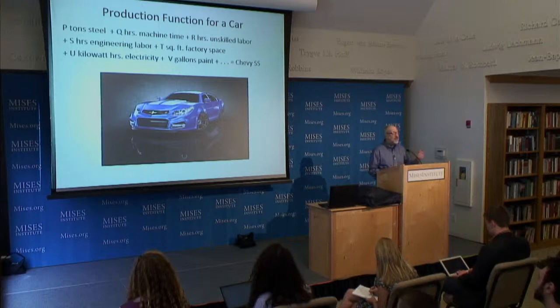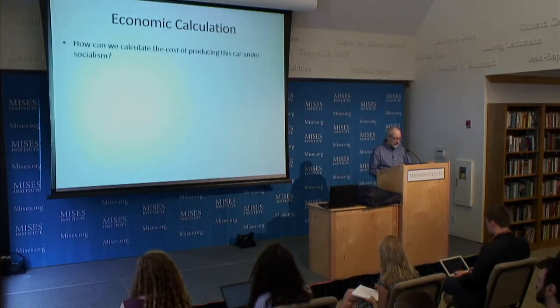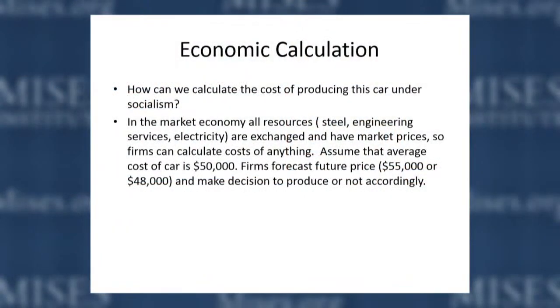Now, how is this problem solved under capitalism? It's solved through economic calculation. All of those resources that go into the production of that automobile have prices because they're all exchanged at every moment on the market. So there's always an existing price structure. If you can conceive of producing any good, you can always know its cost of production. As long as you know the production function, you know how much of each input is necessary, you can find out the price of those inputs and calculate the costs.